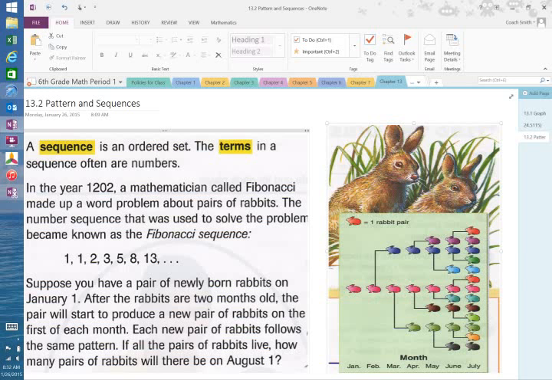It says in the year 1202, a mathematician called Fibonacci made up a word problem about pairs of rabbits. The number sequence that was used to solve the problem became known as the Fibonacci sequence. Obviously, with patterns and sequences, they're going to go on forever if you continue them, because numbers are infinite. There is no end to numbers.